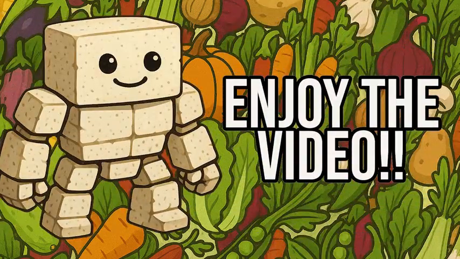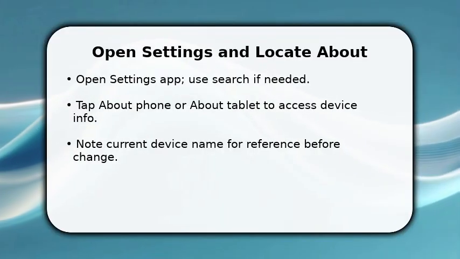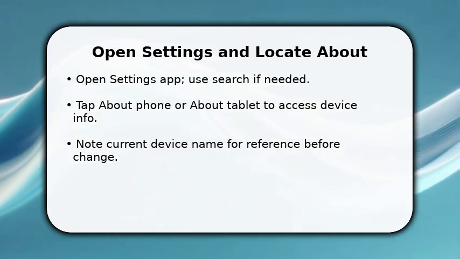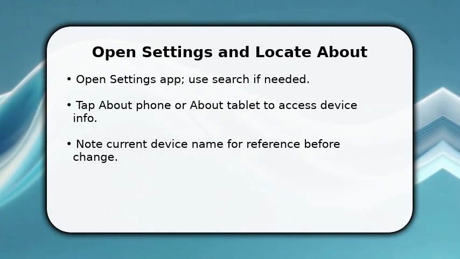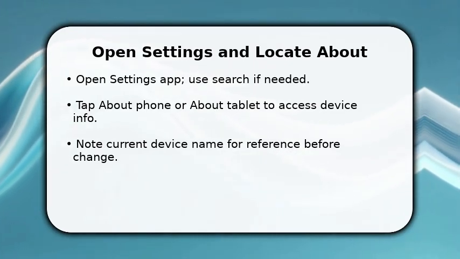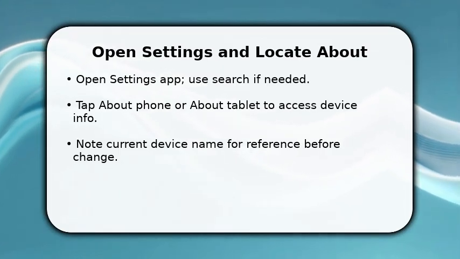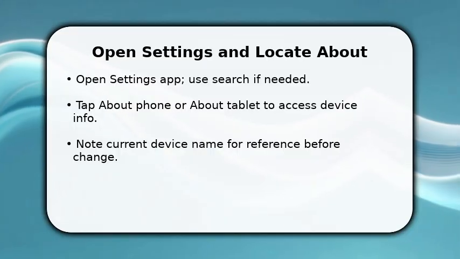Please enjoy the video. You start in Settings to change the Android device name. This is where the system stores that label. Open Settings and type About into the search bar if you don't see it immediately. Once there, tap About Phone or About Tablet to view the current device name and model details.